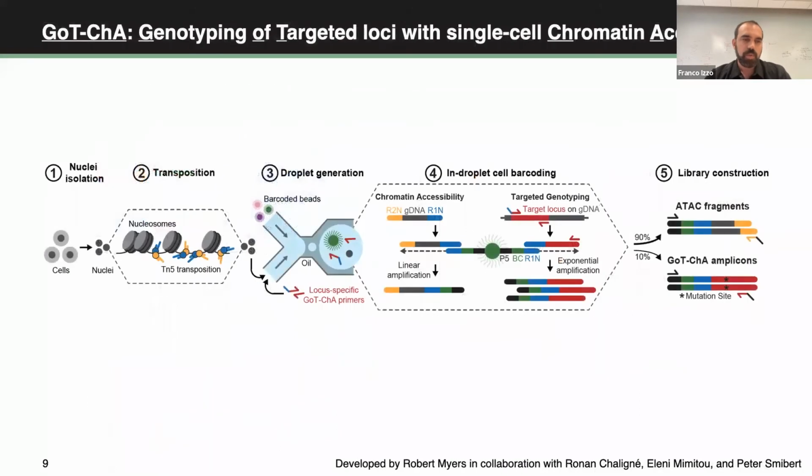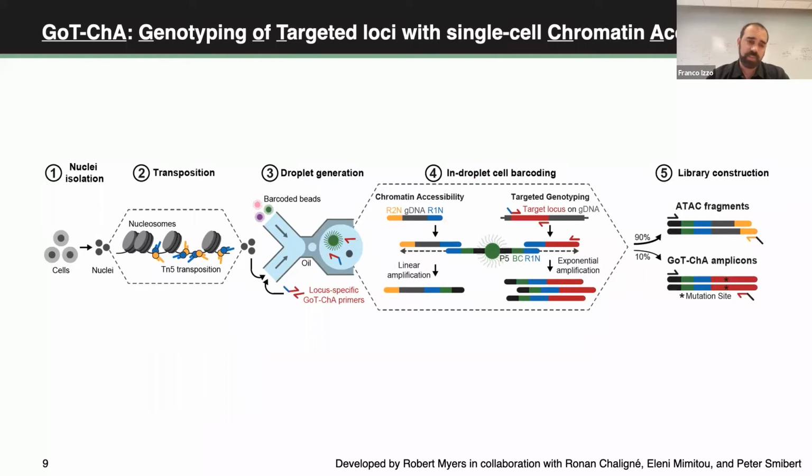So to try to overcome these limitations, we developed genotyping of targeted loci together with chromatin accessibility, which we call GoTChA for short. And this method is also based on the 10x Genomics platform, but in the single-cell ATAC platform in particular. So the first challenge was to capture genotypes within the in-droplet cell barcoding PCR. And that uses the Tn5 extra adapter sequence for priming.